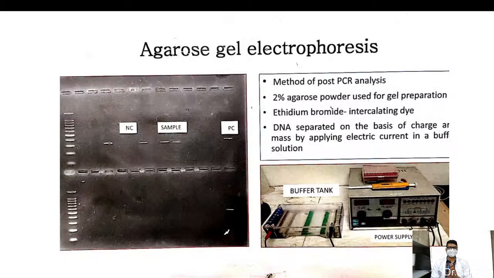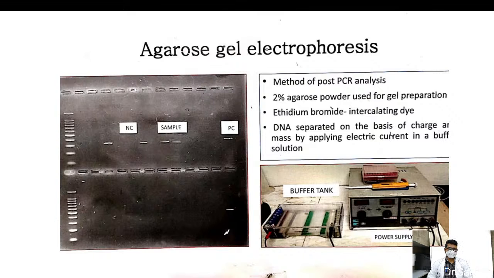So after amplification, the next process is detection. So how do you detect whether the desired quantity of DNA is amplified or not? This is done by the conventional method, gel electrophoresis, where you can see here, this is a buffer tank, where you will be placing the gel over here. The gel mainly consists of 2% agarose powder used for gel preparation. Then we use a dye called ethidium bromide. This is an intercalating dye. This dye will attach to the DNA double strand.